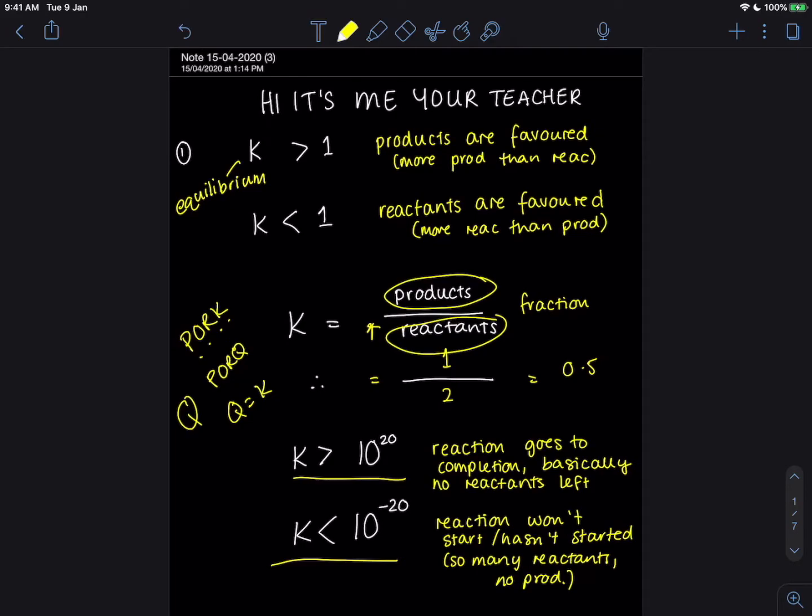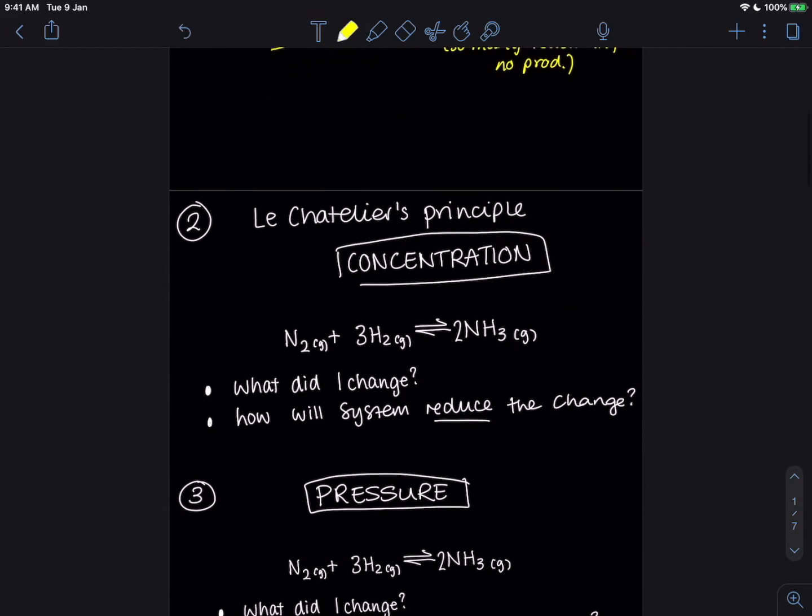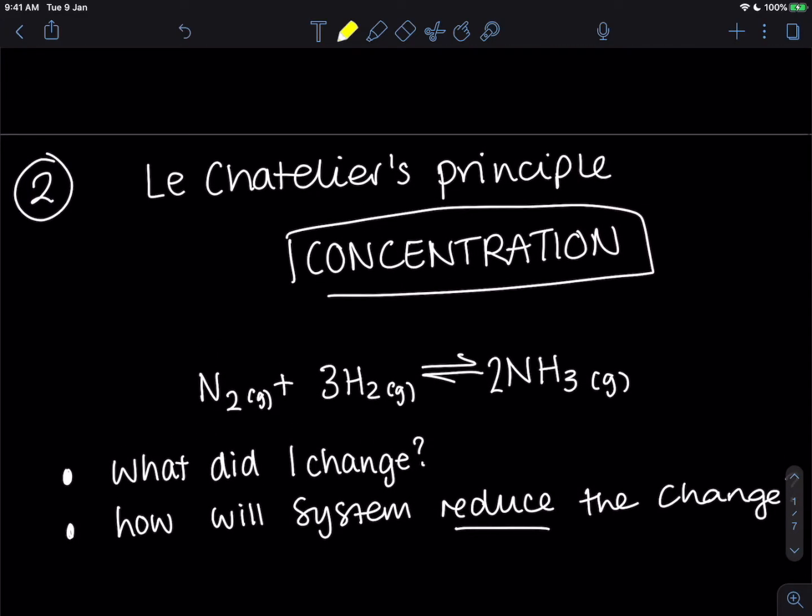We can force it to go back to Q and out of equilibrium. And that is Le Chatelier's principle. There are 3 different parts to Le Chatelier's principle, but the main tenet is that whatever you do to it, the system will react to remove that change you did. It doesn't want what you've done.